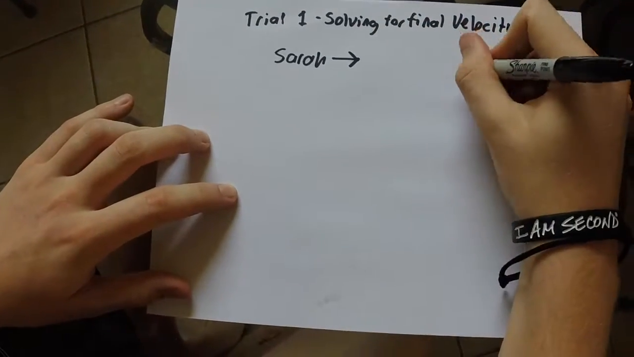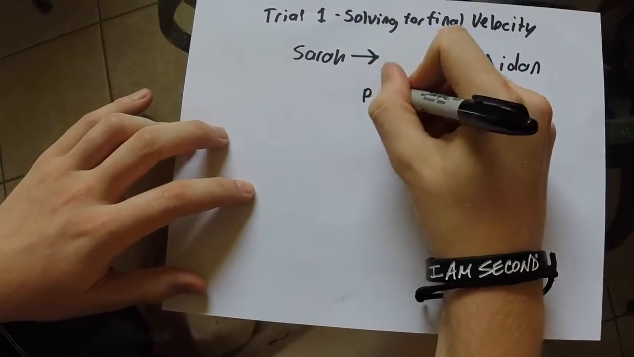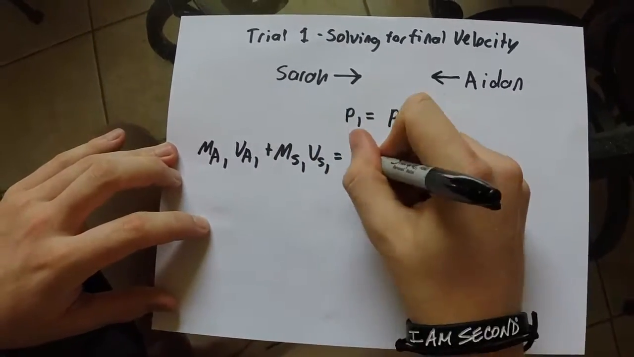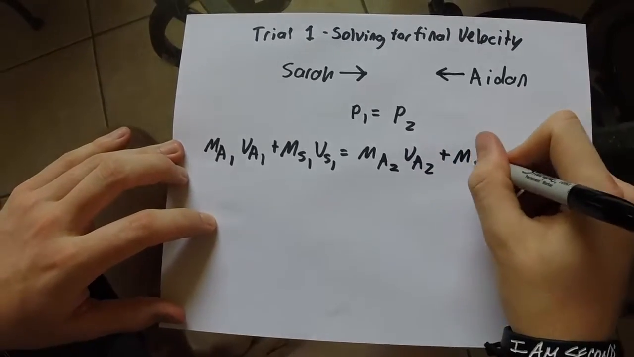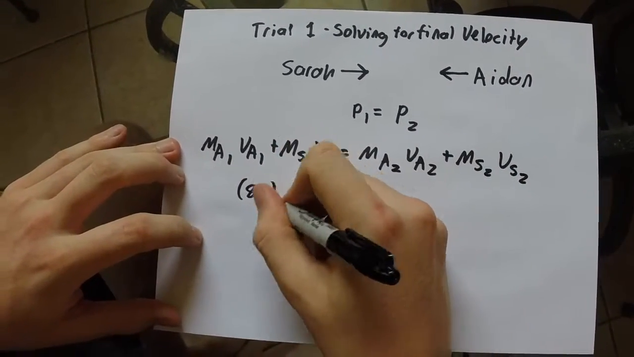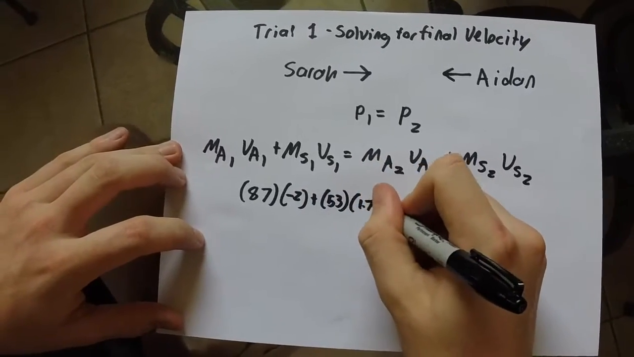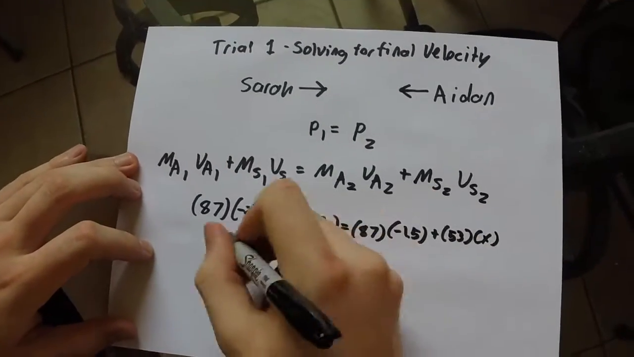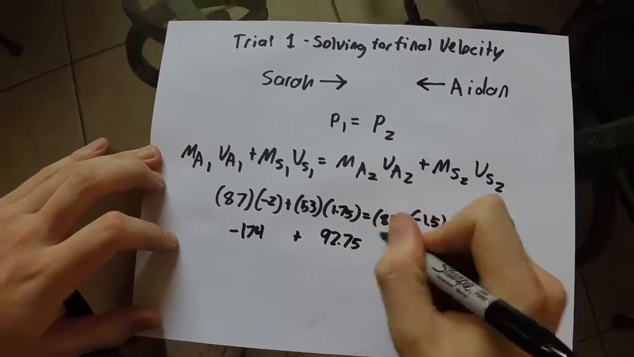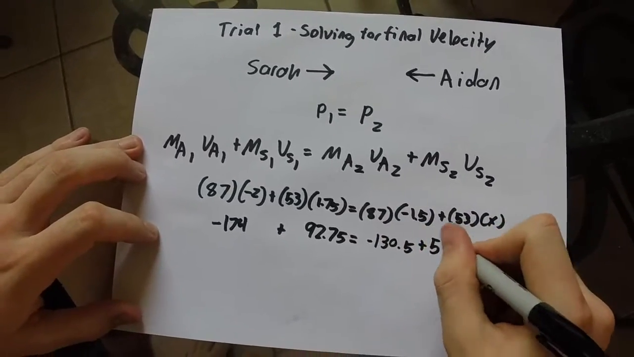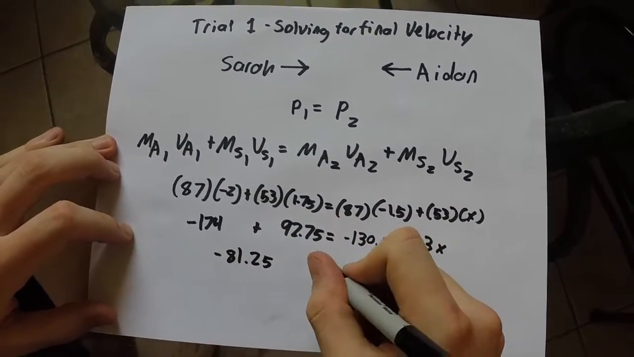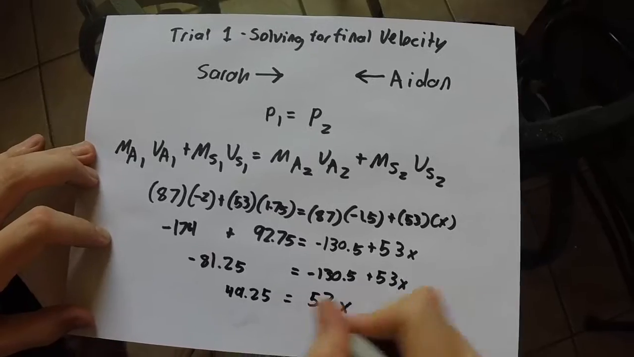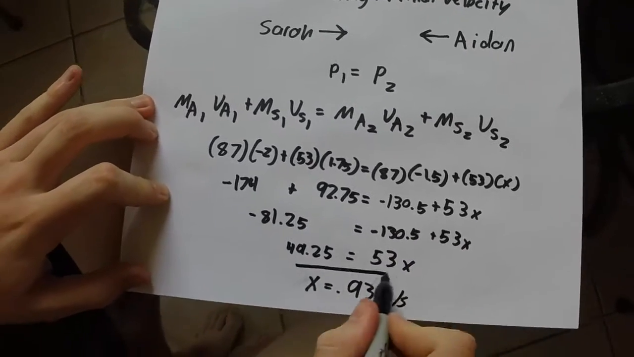So we can set up our math right now. P1 equals P2. The mass of Aiden times the velocity of Aiden plus the mass of Sarah times the velocity of Sarah, initial, equals the mass of Aiden times the final velocity of Aiden plus the mass of Sarah times the velocity of Sarah. So we're plugging in our values, and remember that we're solving for the final velocity of Sarah, so we'll make that value x. And then do the math. And the final velocity of Sarah after the collision is 0.93 meters per second.